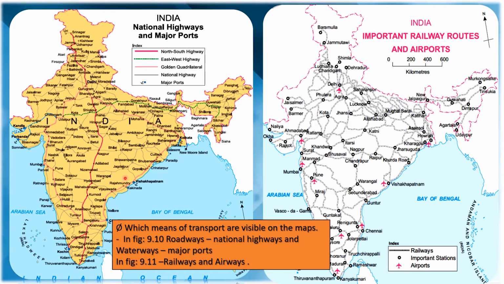So let's refer to page number, figure 9.10, the first map. Here they have shown roadways and major ports. So roadways, which would include the national highways, and waterways, which would include the major ports. Now if we refer to figure 9.11, here they've mentioned the railways and the airways.